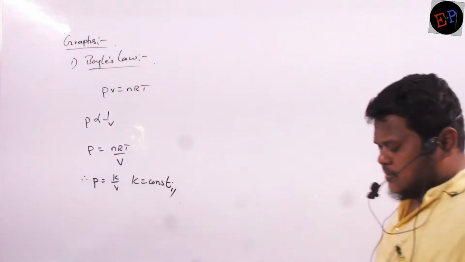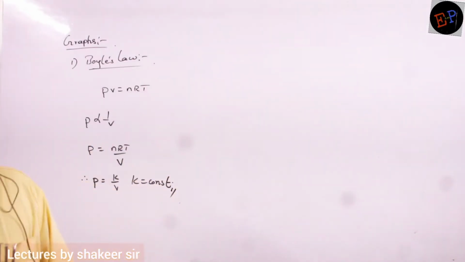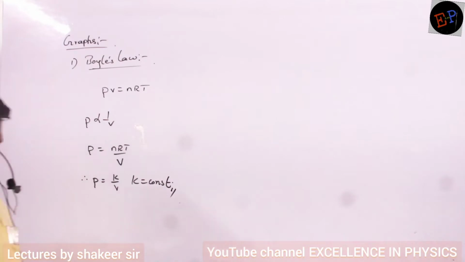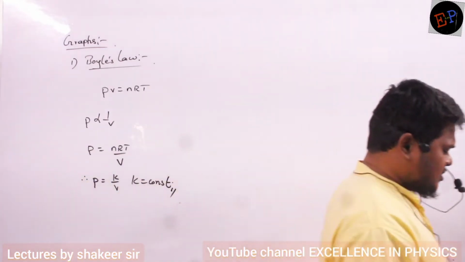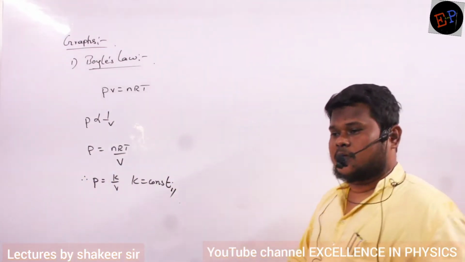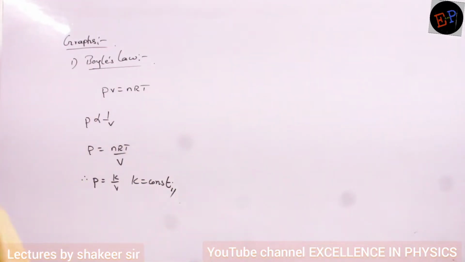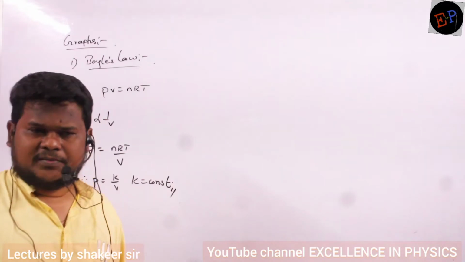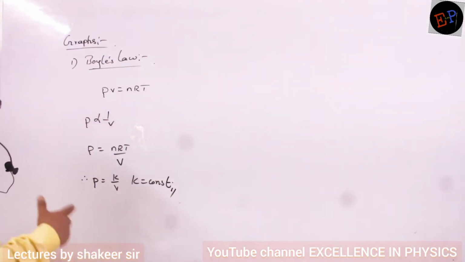Statement of graphs of different laws which we have studied. How many laws have we studied? We have studied Boyle's law, Charles' law, Gay-Lussac's law, and Avogadro's law. All this we have studied, no? So I will explain two or three graphs, then the remaining I hope you can do them. Everything will follow the same process.